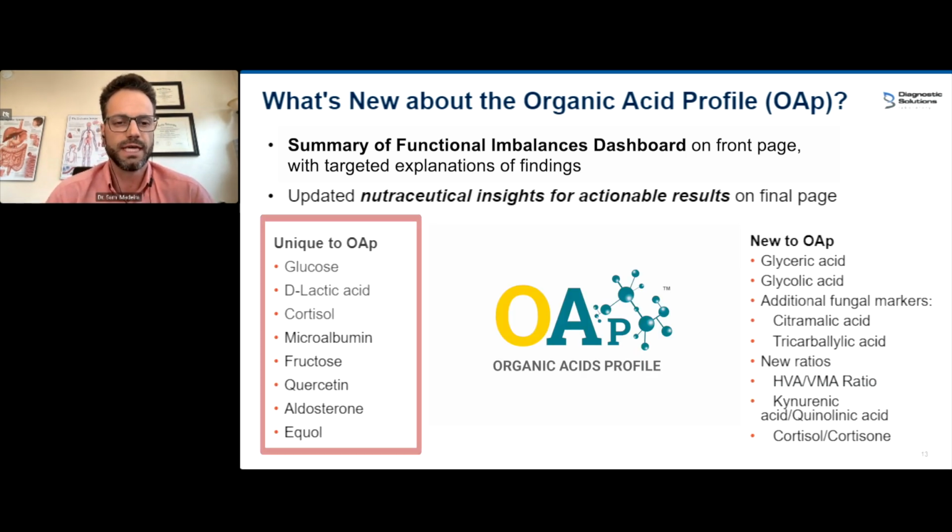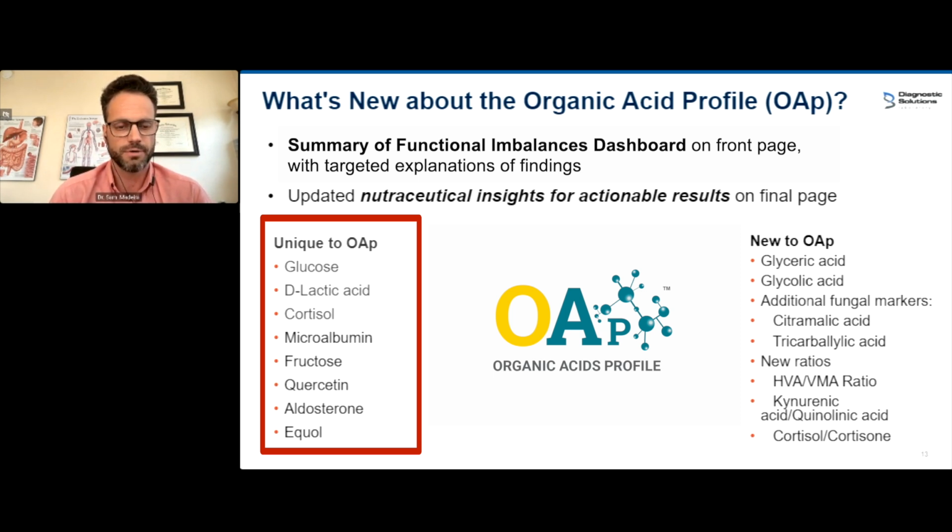But what's unique about the test in general, we do test urine glucose, D-lactic acid, cortisol and cortisone, microalbumin, fructose, which is great if you want your patients to avoid fructose, which I'm sure we all do. You can see if they're eating that or if it's slipping in and they're not reading labels, which could be overwhelming for new patients to figure out. Quercetin, maybe you want your patient taking a lot of quercetin, or it was prescribed, or they're just not eating a lot of fruits that innately have quercetin.